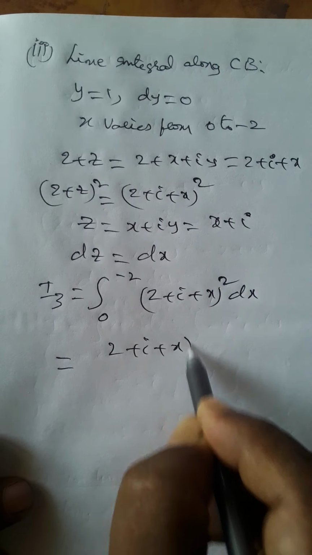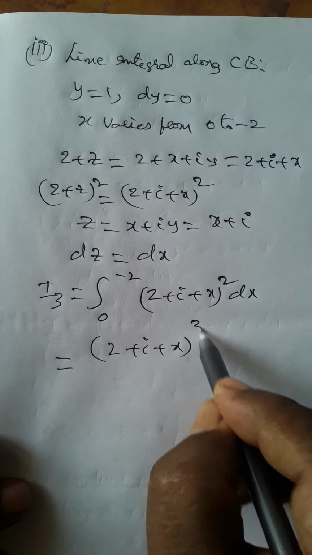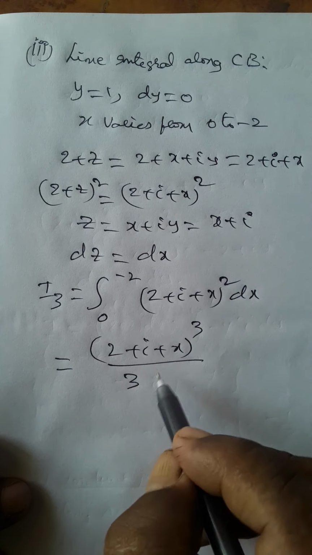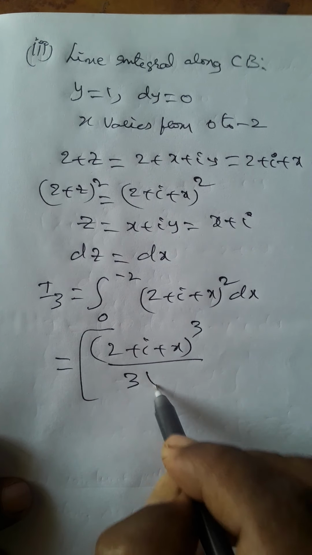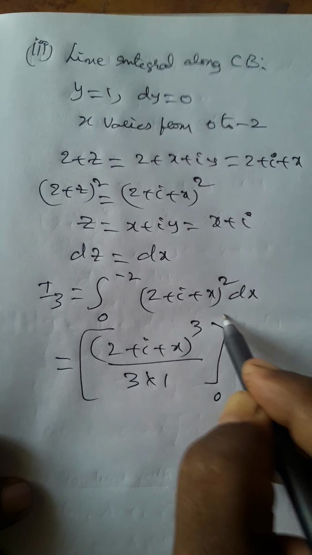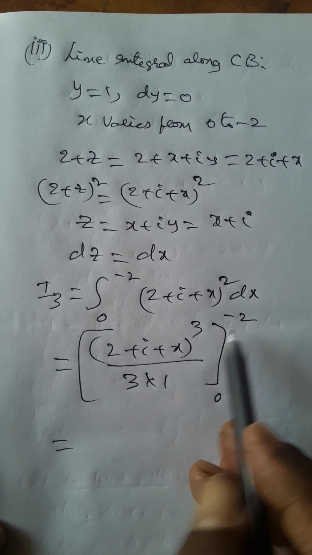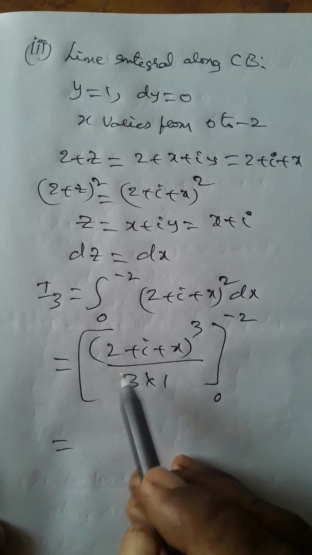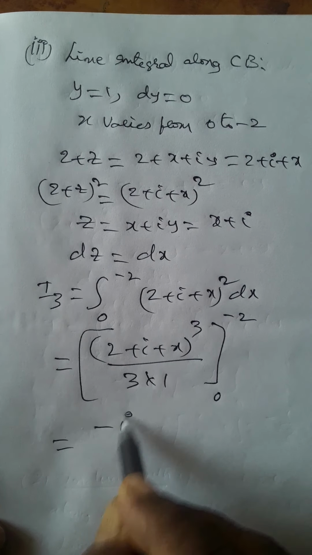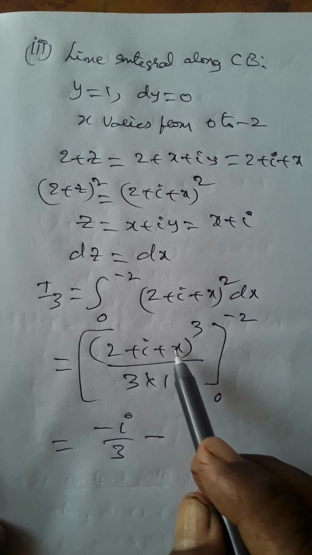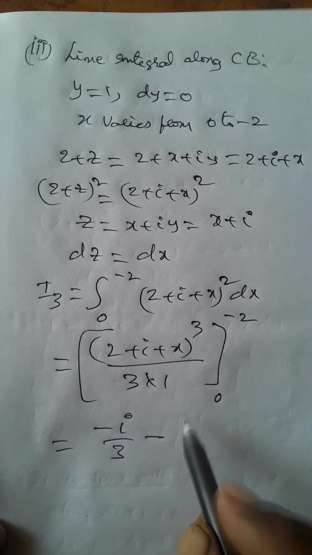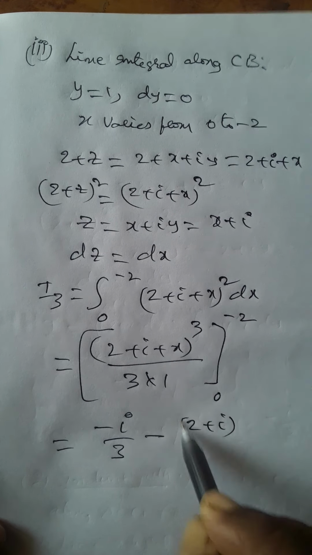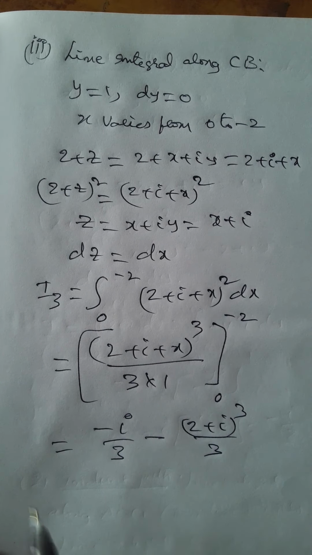So we get 2 plus i plus x whole cube by 3, into x derivative 1, need not write. Limits 0 to minus 2. Upper limit, instead of x you write minus 2: minus 2 plus 2 cancel, i cube. I cube is minus i by 3. Minus, instead of x write 0. So we get 2 plus i whole cube by 3.